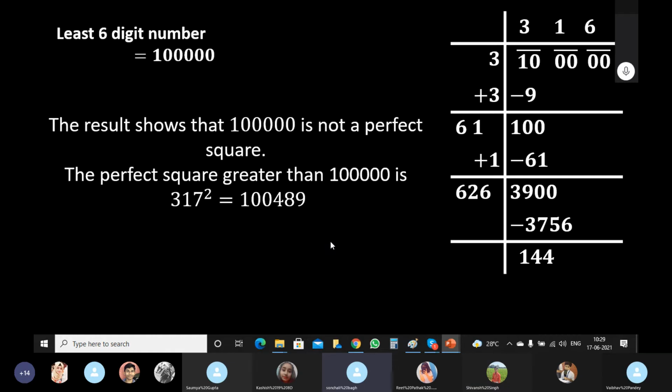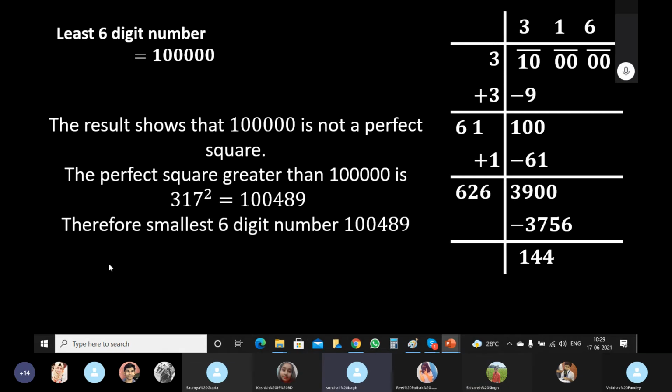Yes, ma'am. That means 317 square, because it has not been asked to add anything. Whatever is the square of 317 will be our answer, because they have asked for the number. They have not asked what should be added or subtracted. Right or wrong? Yes or no?